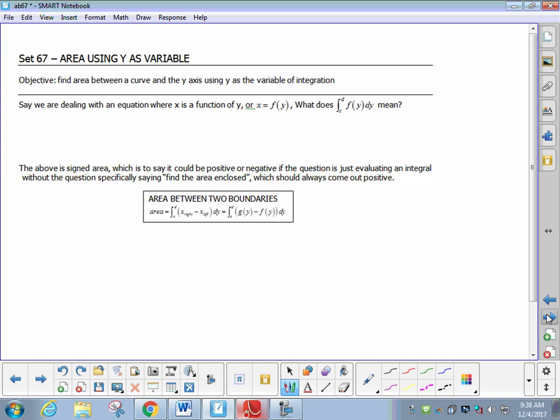If the problem is just evaluate this integral, is negative okay? Can this be negative? Yes, negative is okay because integrals can mean lots of things, negative movement or something. So sometimes I want negative, and that's okay. But if the question says, find the area, should the answer be negative? No, it should be positive only.